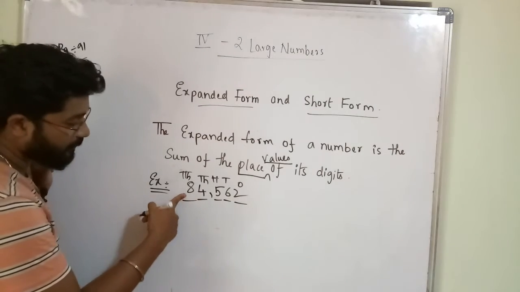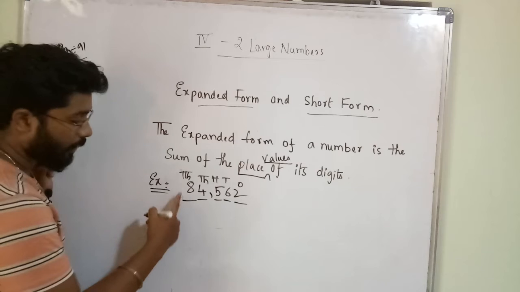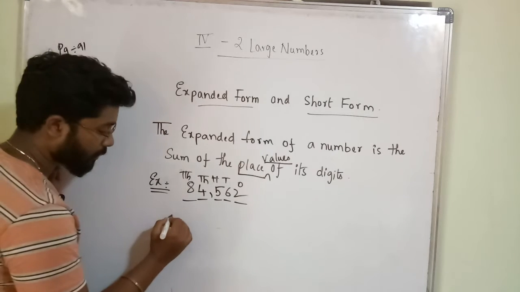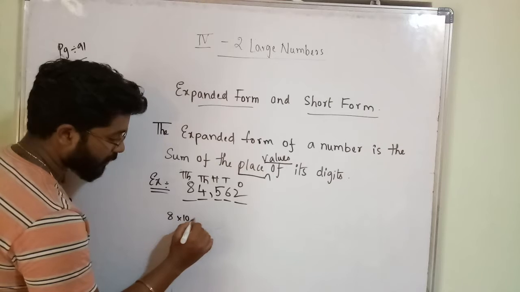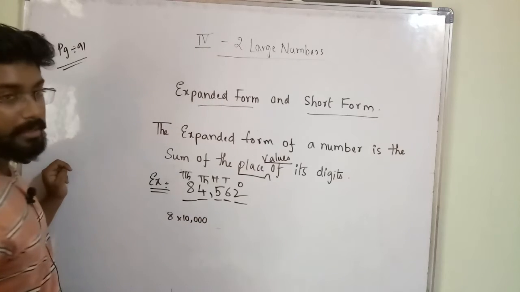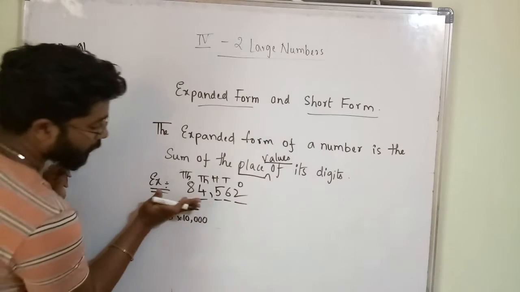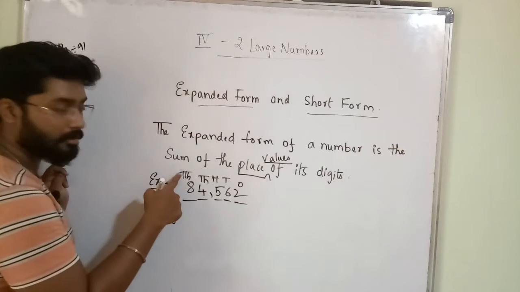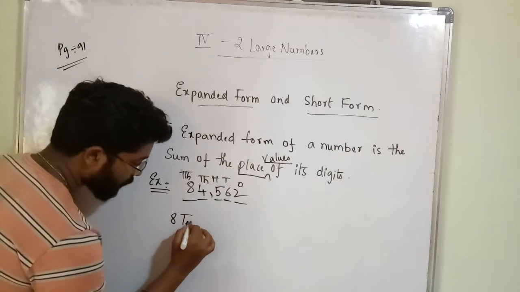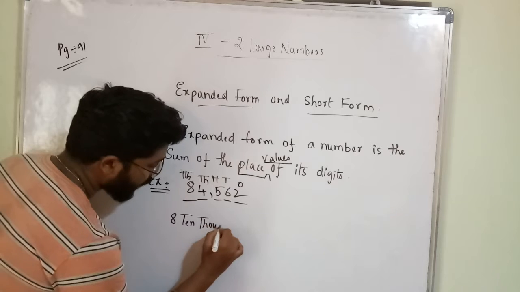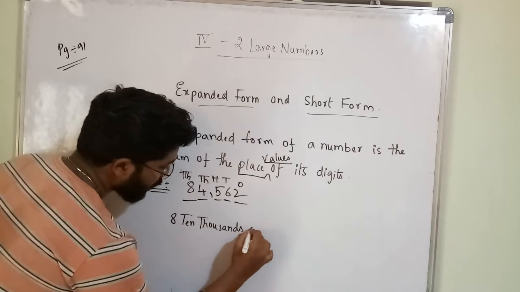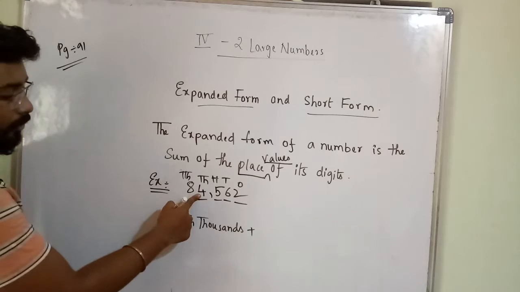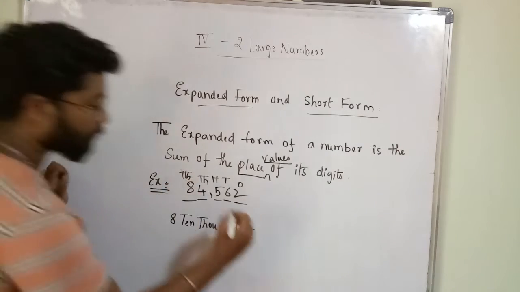So 8 is in which place? So I am finding the place value of 8. 8 is in which place? 10,000s place. So 8 into 10,000 is the place value of 8. I can write it like this also. 8 into 10,000, no? 8 10,000s. That is the place value of 8. Plus 4 place value is what? 4 into 1000 means 4,000s.